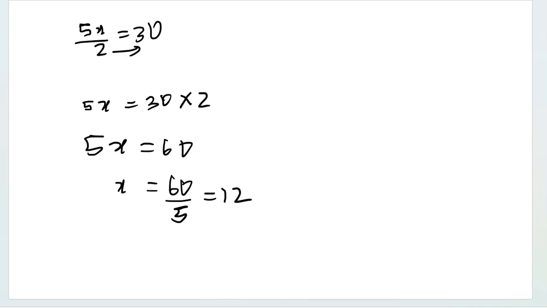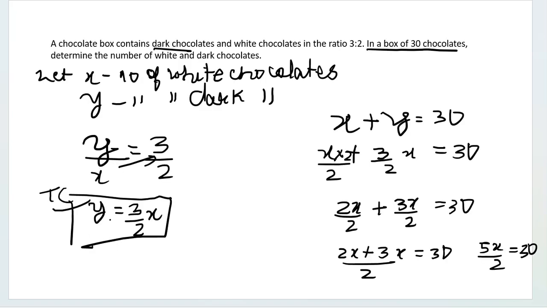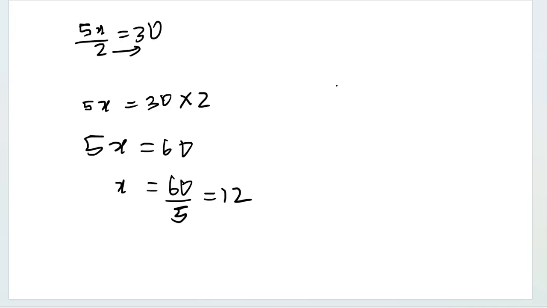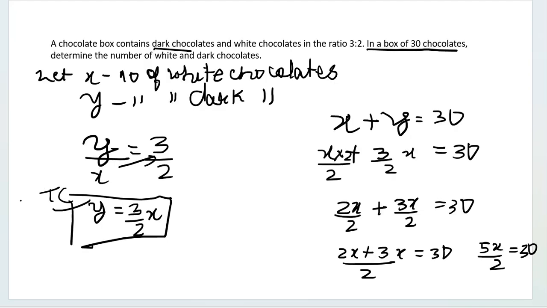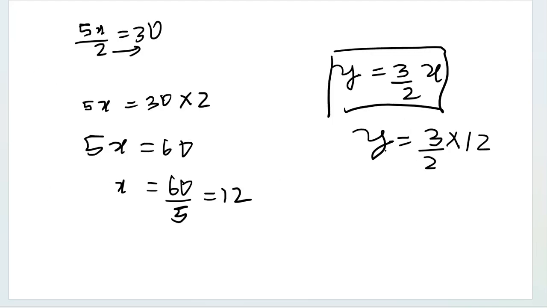Now we have to find y. y is, we use this trump card. y is 3 by 2 x. This is our trump card. In this, we insert x as 12. 3 by 2 into 12. y is 3 by 2 x. And we get y is equal to 36 upon 2. 12 threes are 36. When we divide, we get the answer as 18.